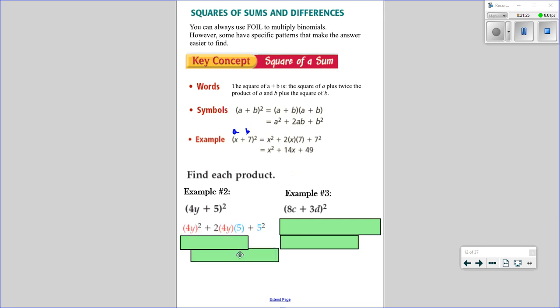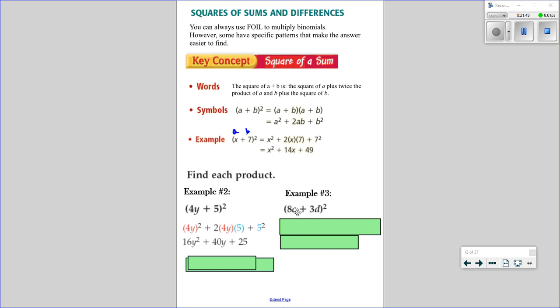So again, they've used the a squared plus 2ab plus b squared. They just plugged in. So wherever, if a is 4y and b is 5, they just used that formula and plugged it into that format, and then they got their answer. Same thing with this one.